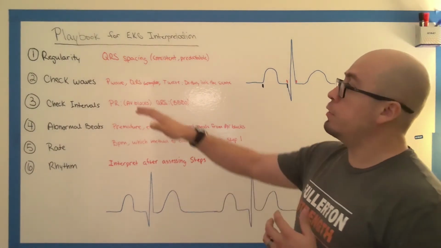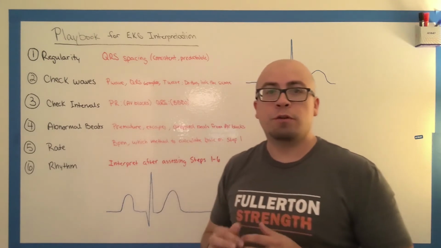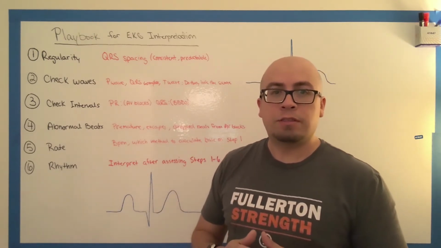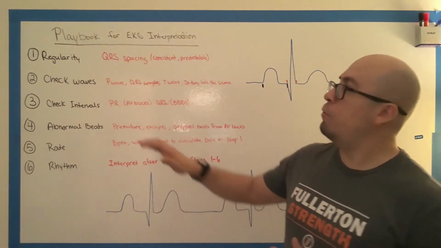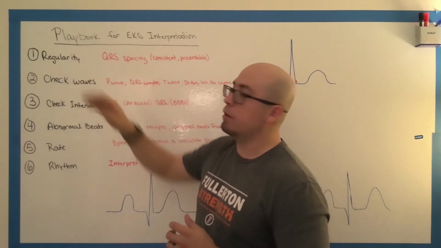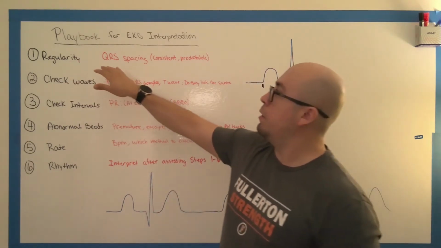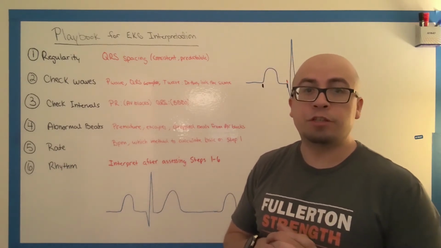Now the first step is always you want to check for regularity. A lot of people get confused on what regularity is. Does that mean normal sinus rhythm? Is that a normal rhythm? Is that a normal EKG? That's not quite what we're talking about when we're speaking of regularity. What we're trying to assess in step one is the consistency of each heartbeat.